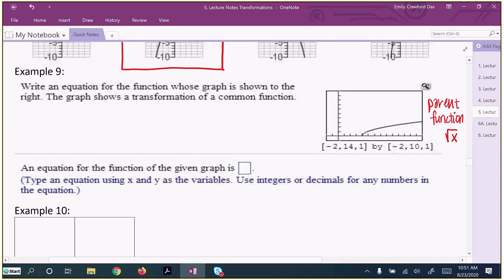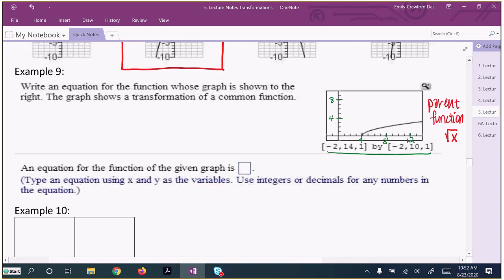So these axes here, these are units of 1. That's what this information at the bottom means. So this is 1, 2, 3, 4, 5, 6, 7, 8. 1, 2, 3, 4, 5, 6, 7, 8, 9, 10, 11, 12. So just so that we have the scale right.